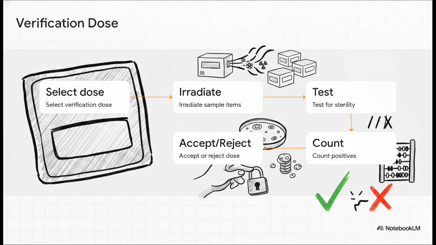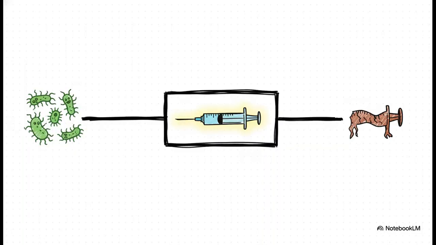But of course, you can't just guess and hope for the best. You have to physically prove it. You run a verification dose experiment. You take sample items, irradiate them at a specific, much lower verification dose, then you test them for sterility, count any positives, and ultimately accept or reject the substantiation. It's this physical experiment that confirms if our theoretical assumption about the product's bioburden resistance actually holds up in the real world.